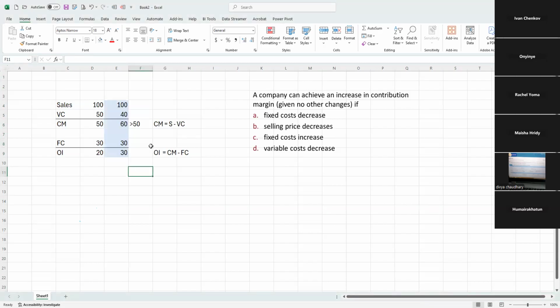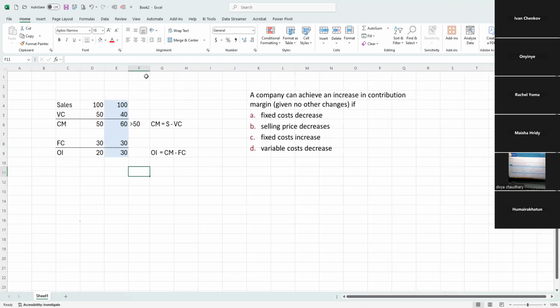Professor, can I ask you a question? For example, if there is no such option here, but if the sales increase, then it can affect our CM, right? Let's say the variable cost stays 50. If we increase the sales to 120, yes. But do we have it as an option? No. But yes, that's the other option, to increase the sales price.